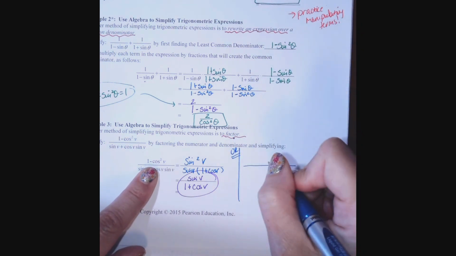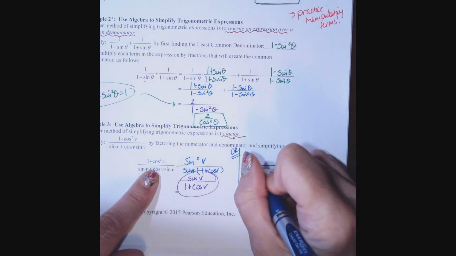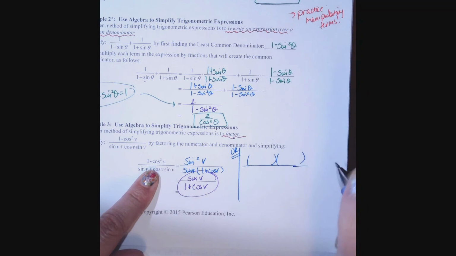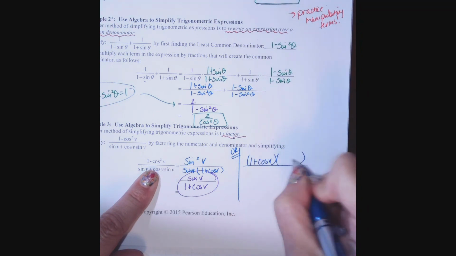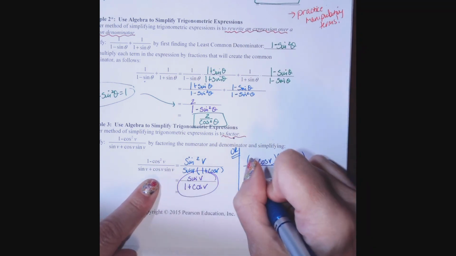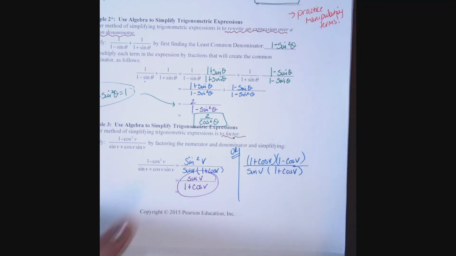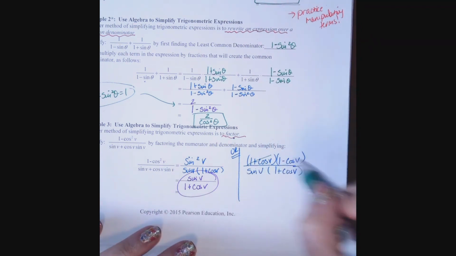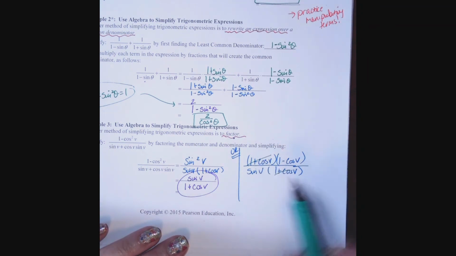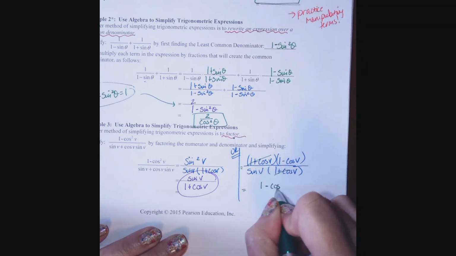Let's factor this numerator. Oh, I did factor the denominator here. Now we're going to factor the numerator. Difference of squares factors out to be conjugate pairs: 1 plus cosine v, 1 minus cosine v. We're still going to factor the denominator: sine v times 1 plus cosine v. And you see that I have a common factor in the numerator and the denominator, so that anything over itself is 1. It simplifies, therefore, to 1 minus cosine v over sine v.